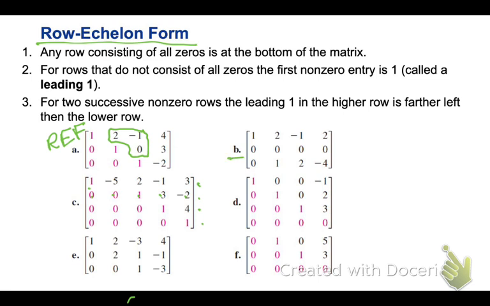No, because we have a row of zeros. These two need to be switched, right? The row of zeros always has to be at the bottom. What about D? Yes. What about F? Yes. What about E? No, because of the 2.